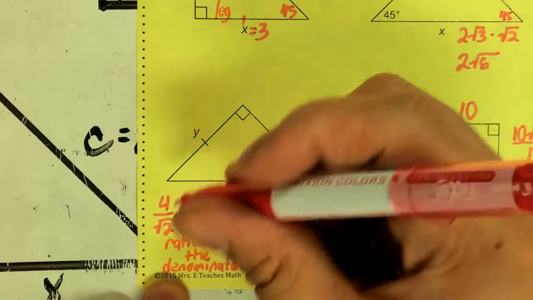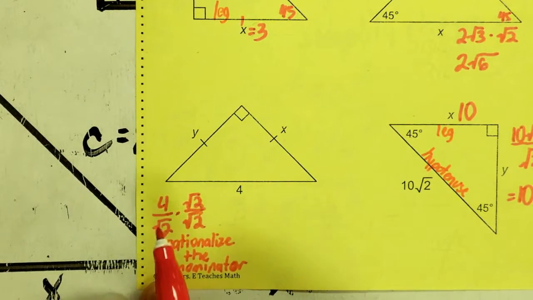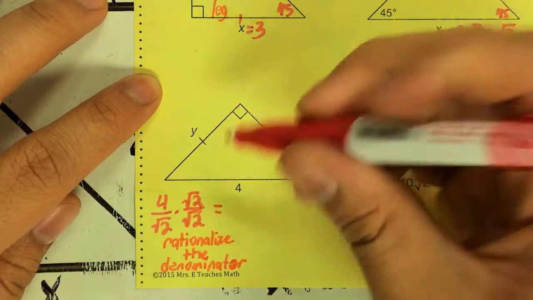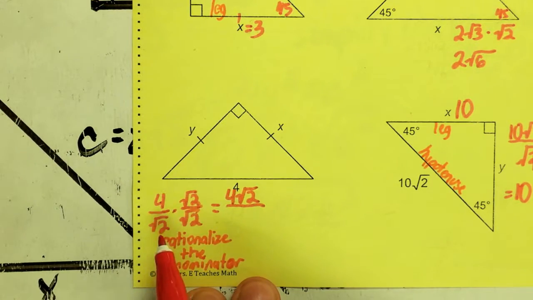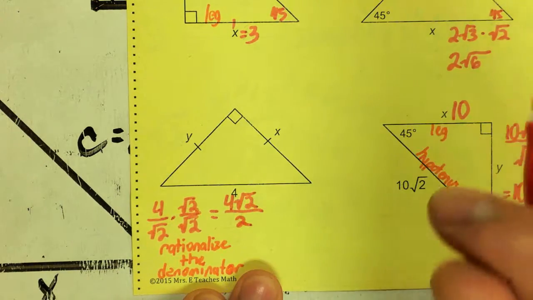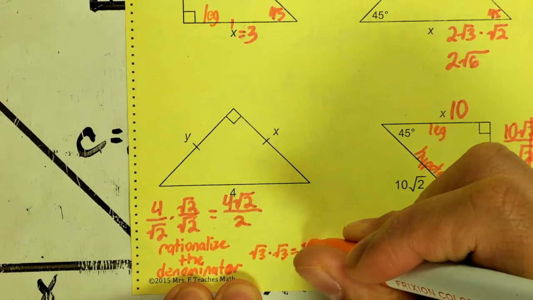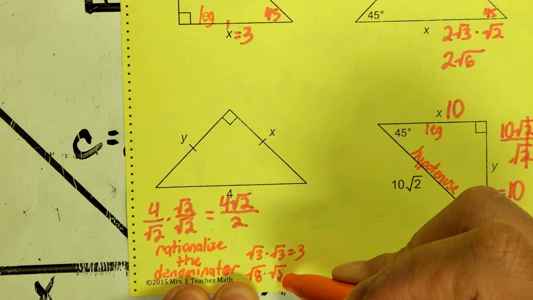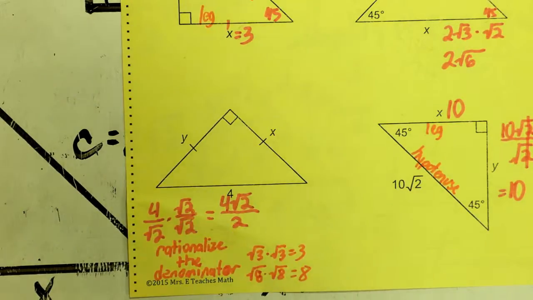To rationalize the denominator, we have to multiply the top numerator and the bottom denominator by that same number. We have a square root 2 at the bottom, so multiply top and bottom by square root 2. On top, we have 4 times square root 2, which is simply 4 square root 2. On the bottom, here's a shortcut. You have the same square root being multiplied by itself. Square root 2 times square root 2 is simply 2. So over here to the side, square root 3 times square root 3 is just 3. Or square root 8 times square root 8 is just 8. When you're multiplying the same square root, the square root goes away.